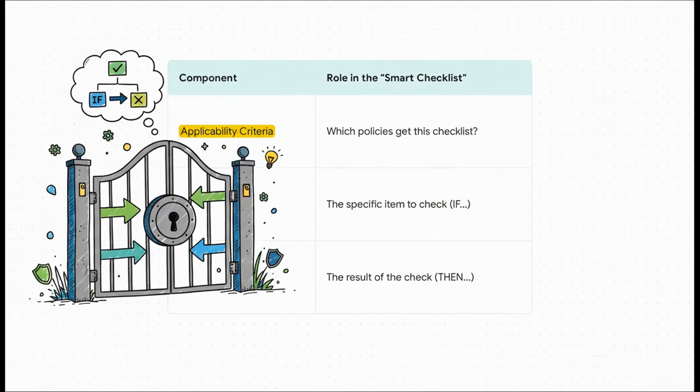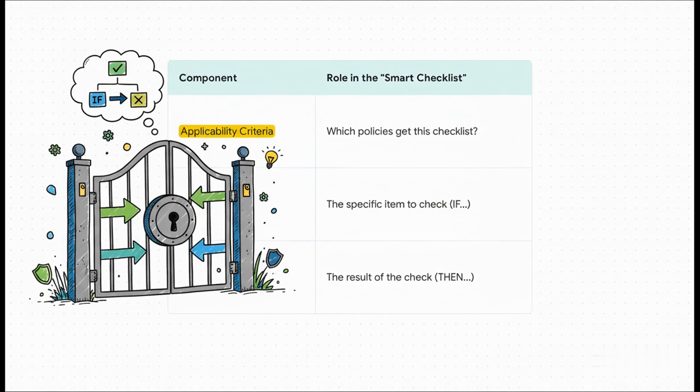I absolutely love this analogy. Just think of a UW rule as a smart checklist. It has three basic parts. First up, you've got the applicability criteria. This just asks which policies should even get this checklist. It's a filter, right? Maybe this rule only applies to commercial property in Florida.